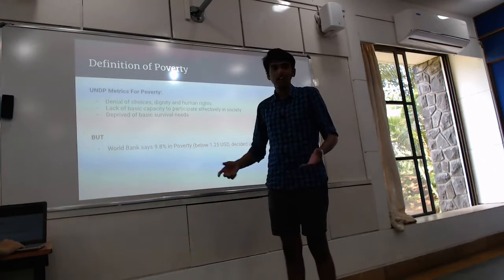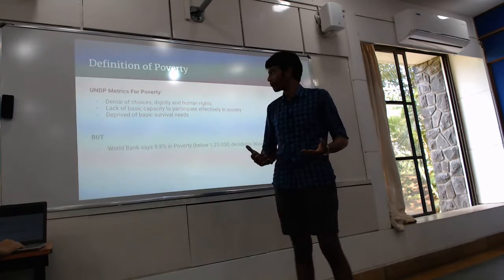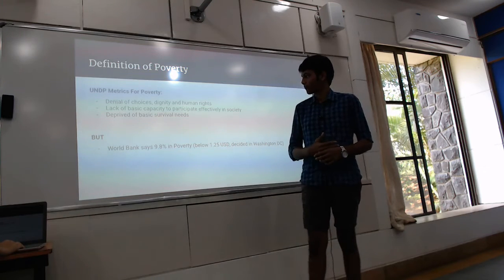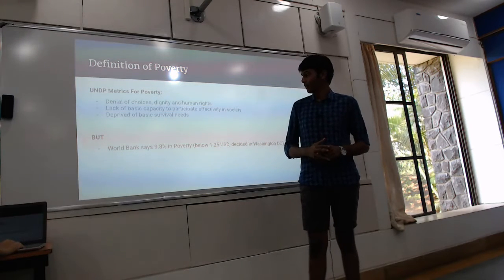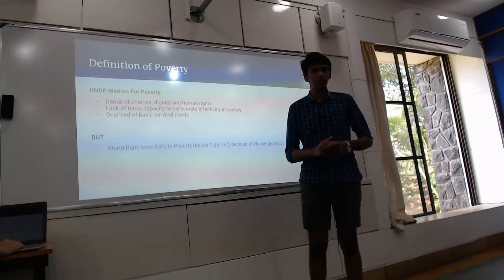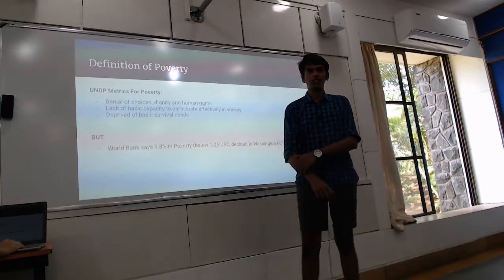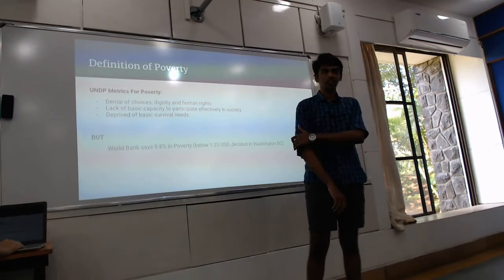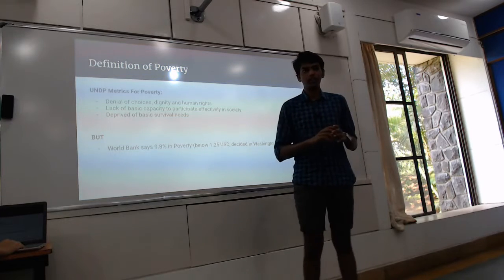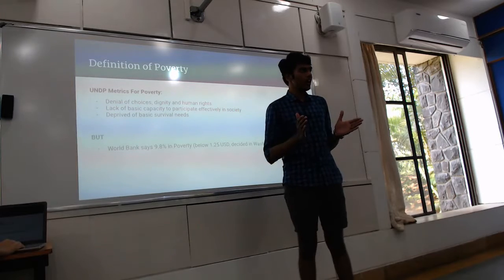When someone is denied of choices, dignity, and human rights, and when there is a lack of basic capacity to participate effectively in a society, and when they're deprived of basic needs. However, the World Bank says that the poverty rate right now, as per 2017, is around 8.6 currently. And this is measured based on the poverty line, which is 1.25 USD.